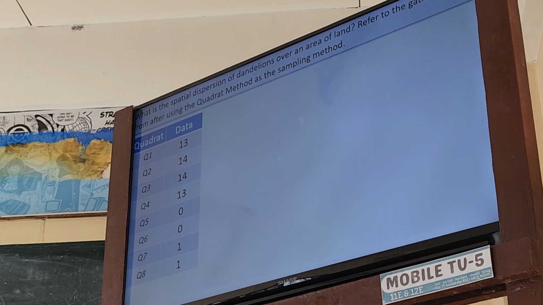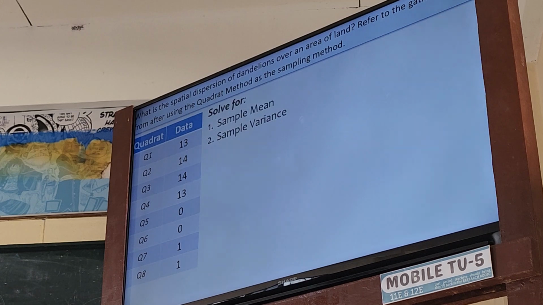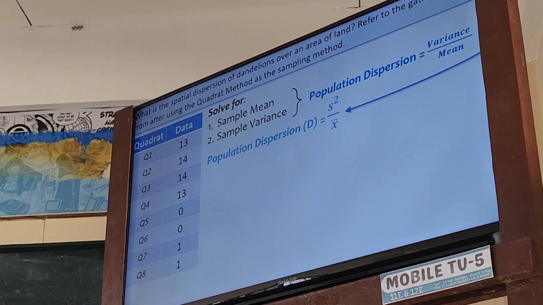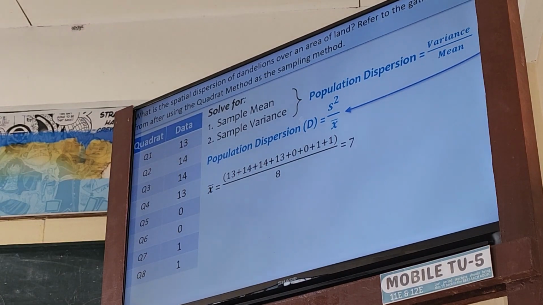So what do you do? You solve. Let's see if our hypothesis is correct. Which one is easier to solve, variance or mean? Naturally, the average. You just simply add all of the data and then divide it by the number of quadrats. So you have 13 plus 14 plus 14, and so on, divided by 8. You get an average of 7.